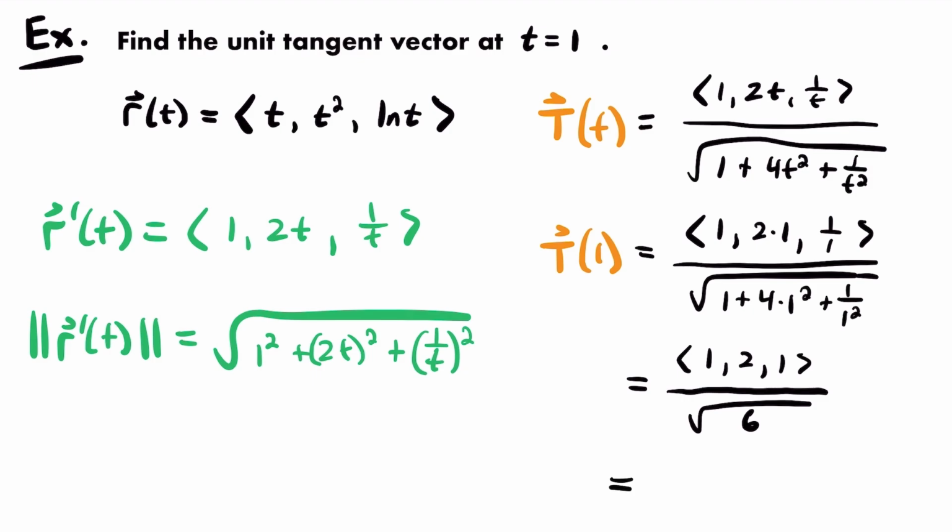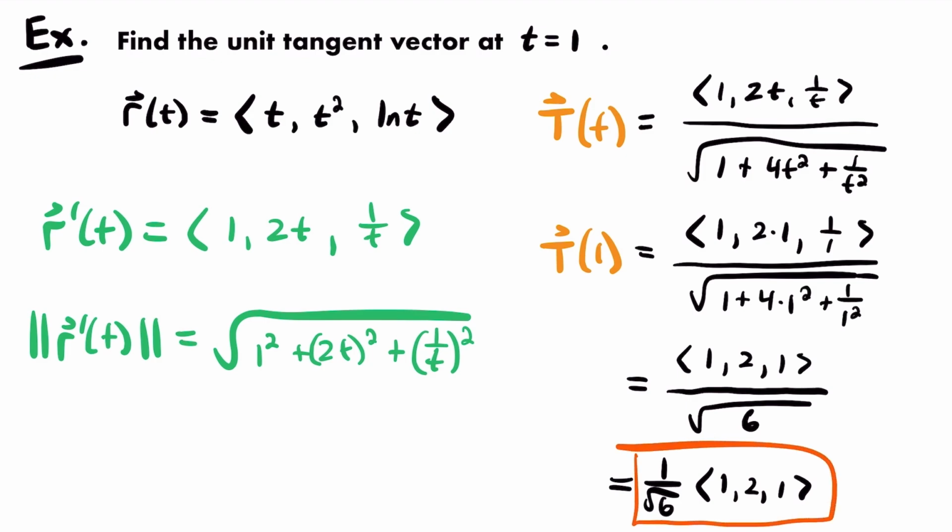So our final answer here, if we pull out that magnitude being divided into 1, we have 1 divided by the square root of 6 times a vector with components of 1, 2, 1. All right, that would be the unit tangent vector at t equals 1 for this vector function.